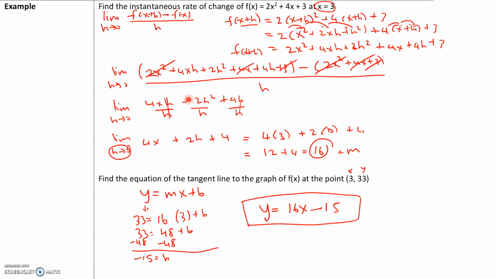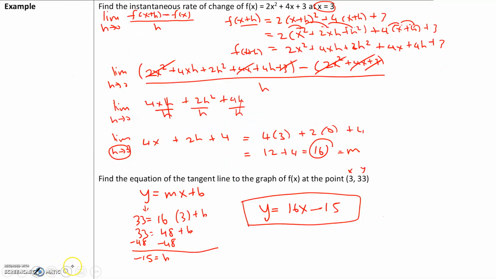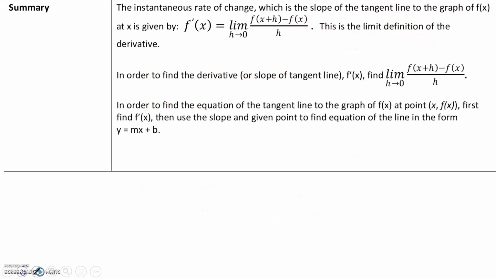Here's a summary of this lesson. The instantaneous rate of change, which is the same thing as the slope of the tangent line, which is the same thing as the derivative, is this limit as h approaches 0 of f of x plus h minus f of x all over h. In order to find the derivative, which is the same thing as the slope of the tangent line, we apply that formula.